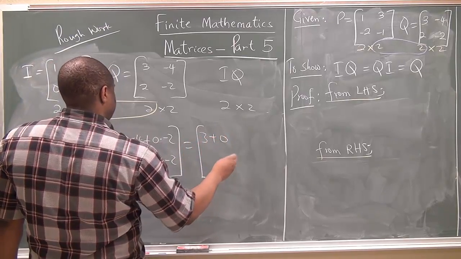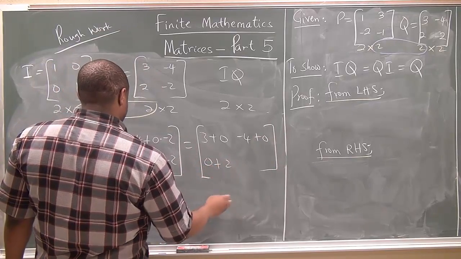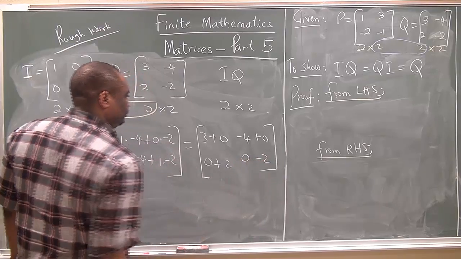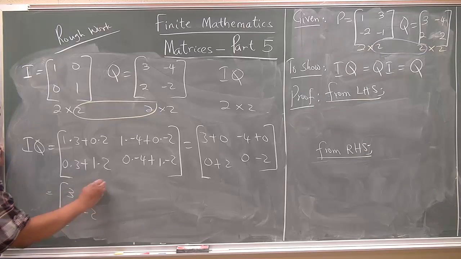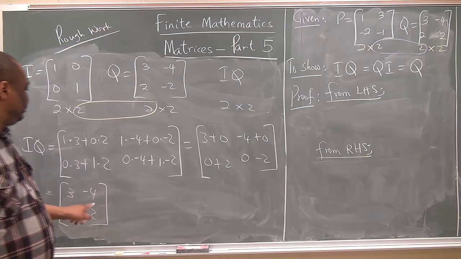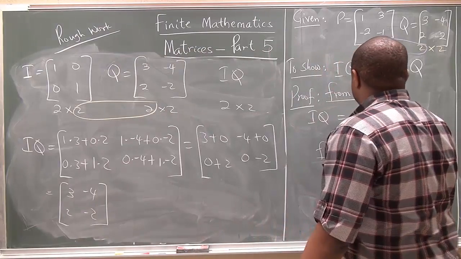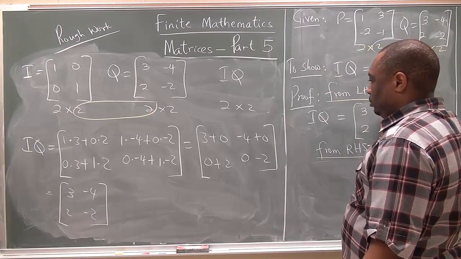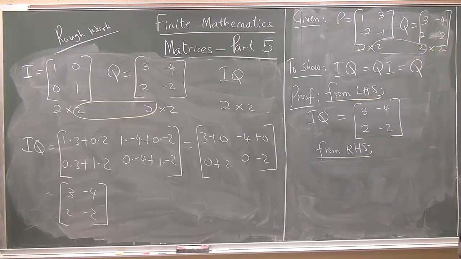1 times 3, 3 plus 0. This is -4 plus 0. This is 0 plus 2. This is 0 minus 2. So what do you got? You got 3, -4, 2, -2. The same thing as Q. Okay, IQ is equal to 3, 2, -4, -2. This is equal to Q, right?